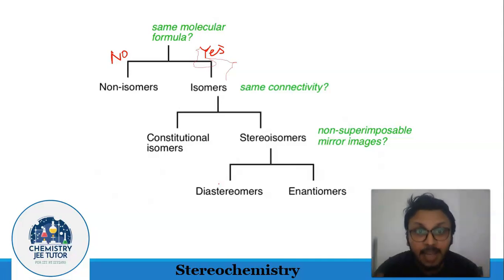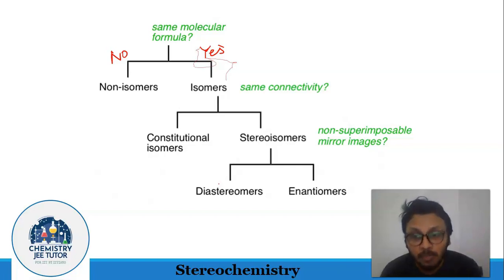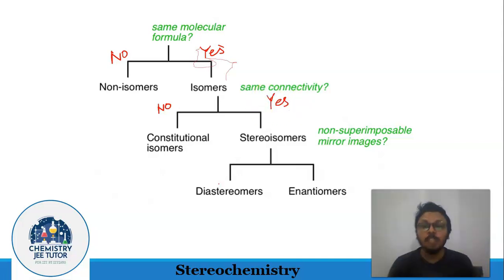But if it is yes, it is an isomer. Then we see the connectivity, as I said. If the connectivity of the atoms is not the same, it is a constitutional isomerism. Not the same, constitutional isomerism. If it is the same, then it is a stereoisomer. So whenever we have an isomer, we first see the connectivity of the atoms. If it is different, we close our eyes and say it is constitutional or structural isomerism. Question done. We don't have to think of stereoisomerism. If the connectivity of atoms is the same, then it is a stereoisomer.